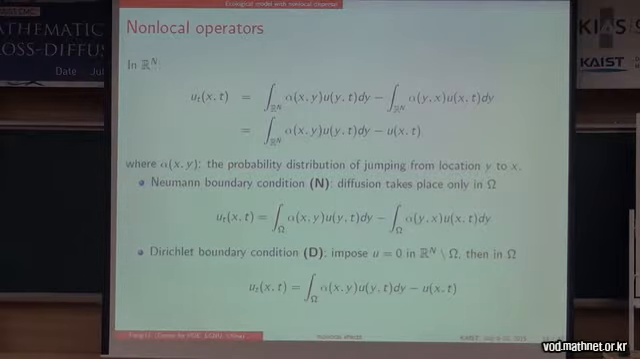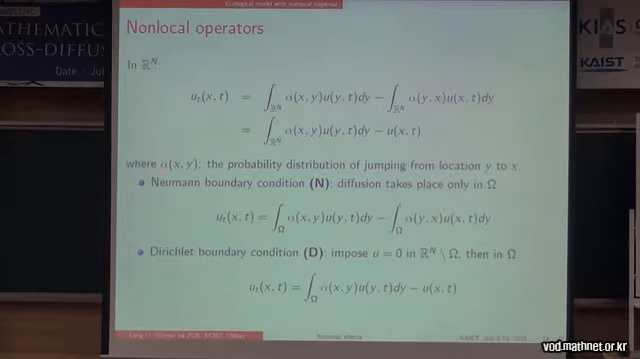Then on the right-hand side, alpha of x,y represents the probability distribution of jumping from location y to x. So the first term here takes into account all the population arriving at location x, right? So jumping from y to x, all the population arriving at x are included here. Then minus all the population leaving location x, jumping from x to other places. So this is the so-called non-local dispersal.